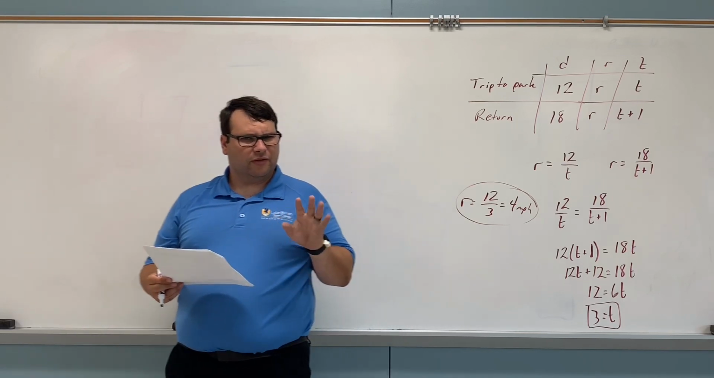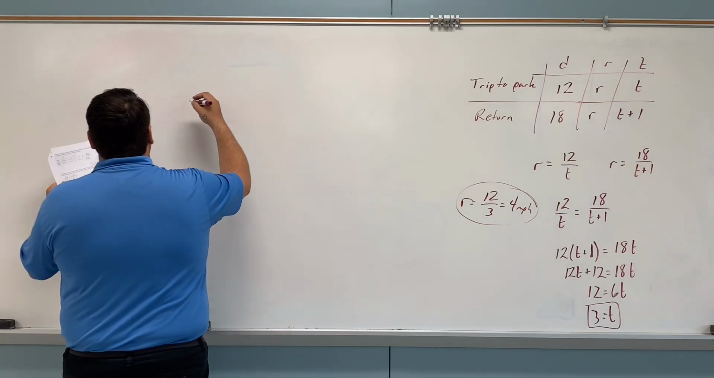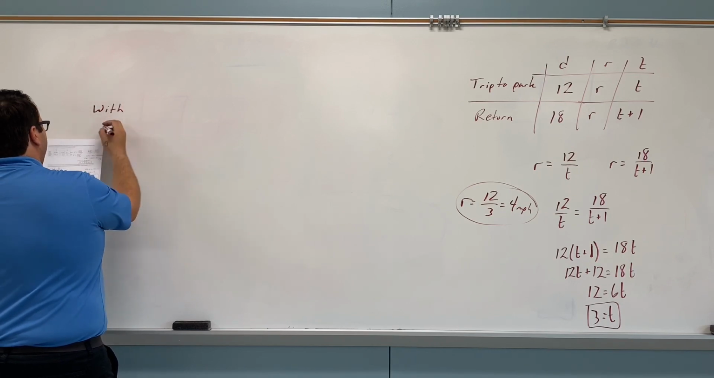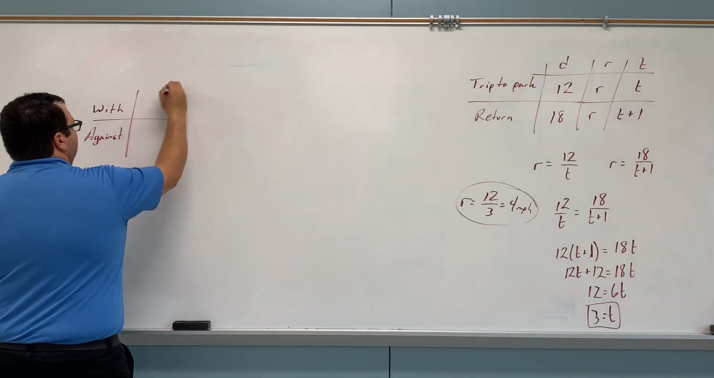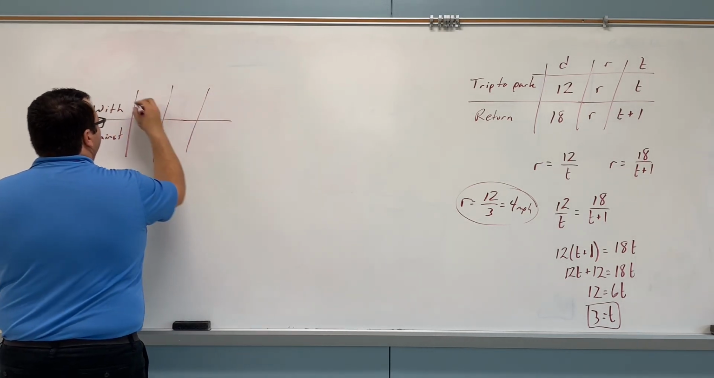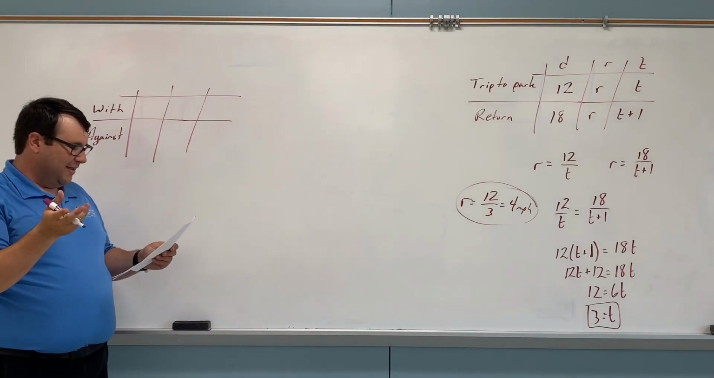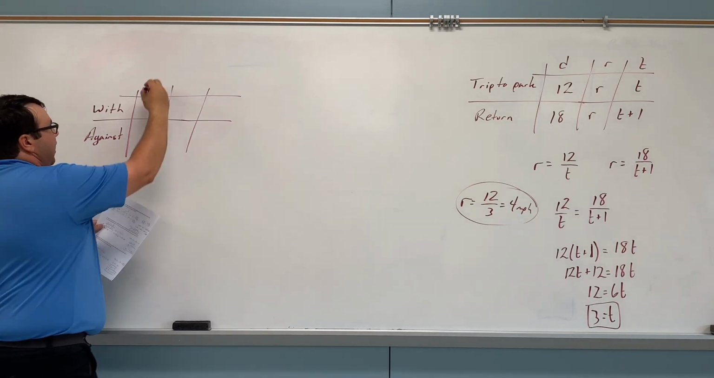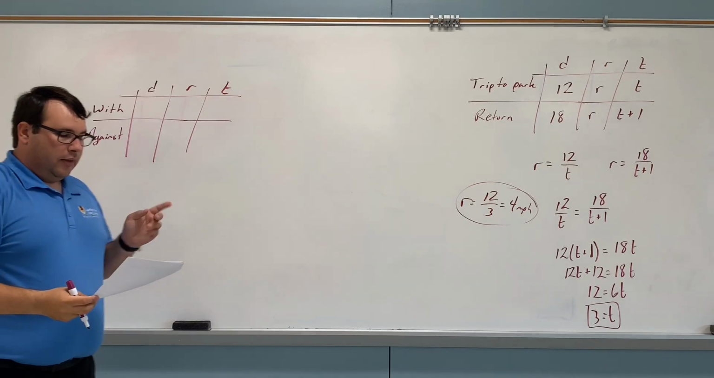So this one's a little different than what we've had in the past. Let's look at that table that they give us. There is a header for with the wind, and there's a header for against the wind. Okay, so that being said, we have our table set up. I'm going to put my headers as distance, rate, and time. Let's read it one more time.